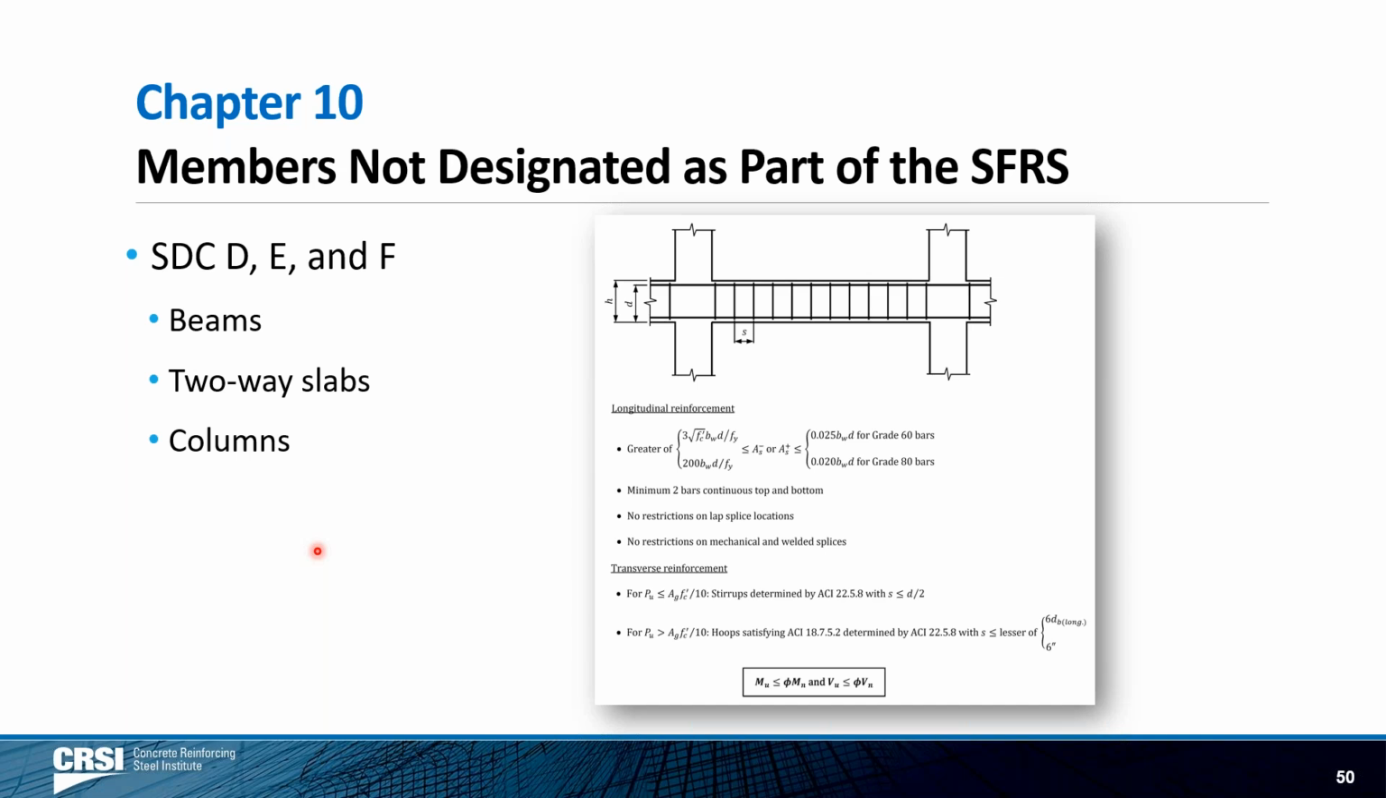Chapter 10 covers members that are not designated as part of the seismic force resisting system. So again, this only comes into play for seismic design category D and above. Beams, two-way slabs, and columns. We go through all of the requirements for all of the different cases and provide figures such as this that show you what you need to do in those cases.